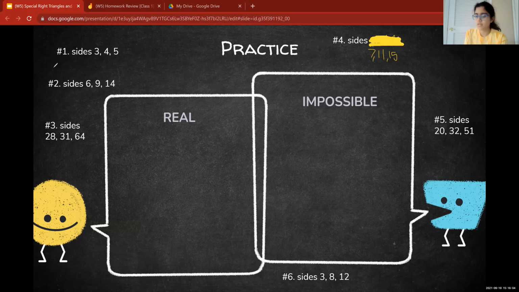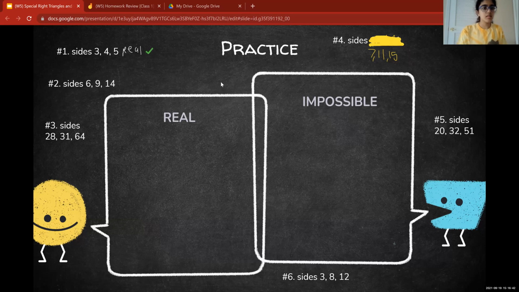Okay, so it's 3:16, and I see many people have gotten up to number 6, so you should be wrapping up at around this point. We will go in order. Sides 3, 4, and 5. We know that the two smaller sides must sum to be greater than the largest side. So 3 plus 4 is 7, and 7 is greater than 5. Therefore, this must be real. Actually, I'll just put a check.